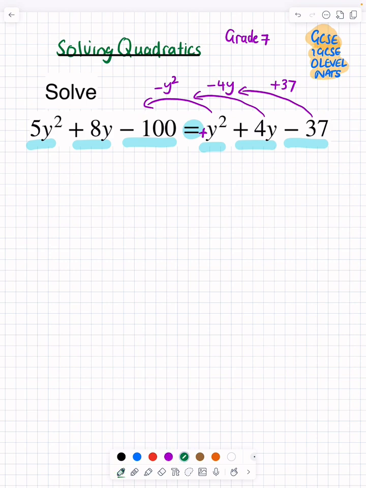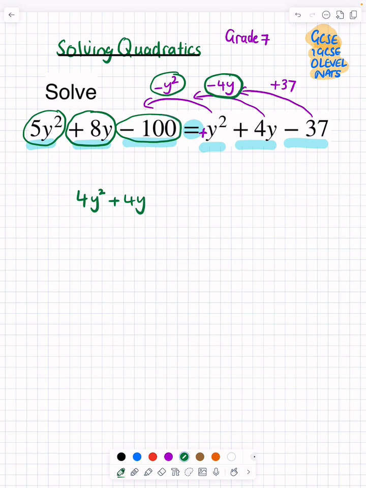So 5y squared minus the y squared, we get 4y squared. Then we have plus 8y, take away the 4y. So we're collecting like terms as we're going along. That would be a positive 4y. And then we've got minus 100, adding the 37. That is negative 63. And now that all equals 0. So now we can solve this equation.